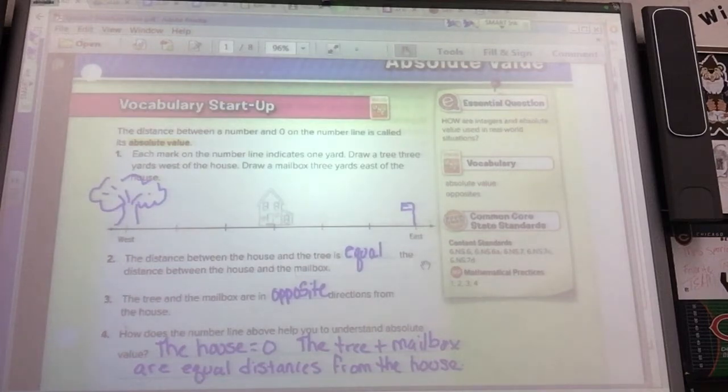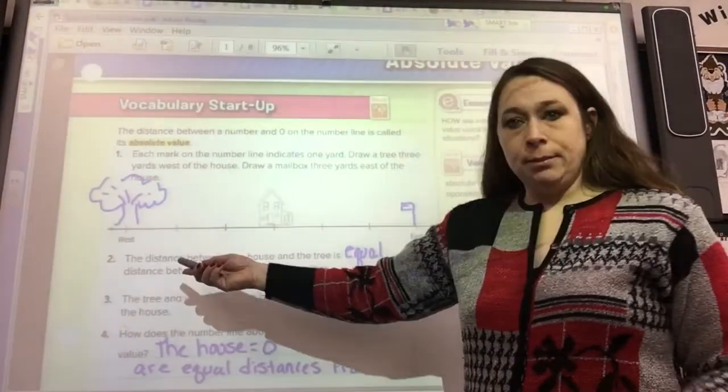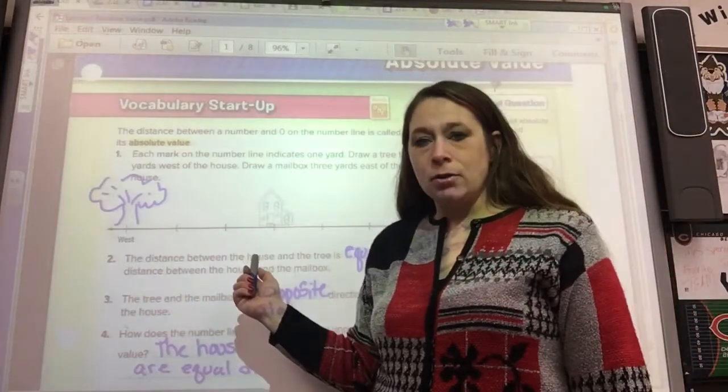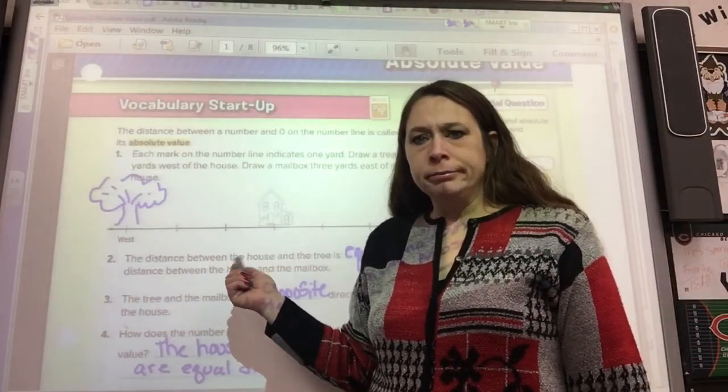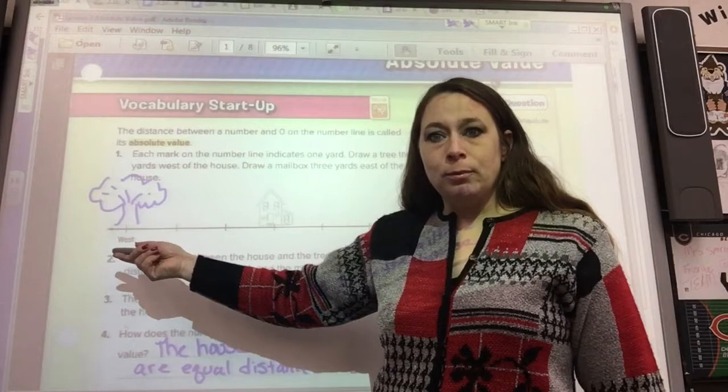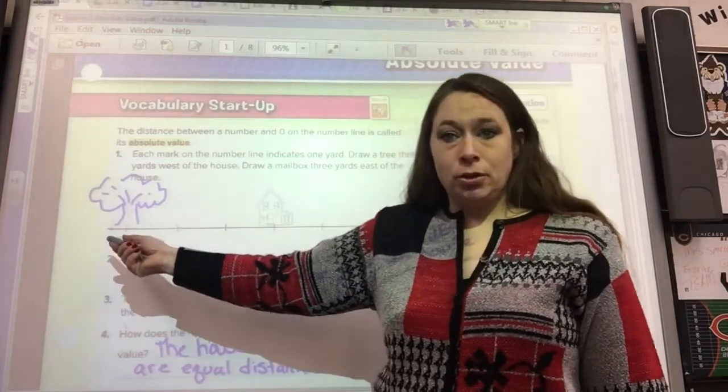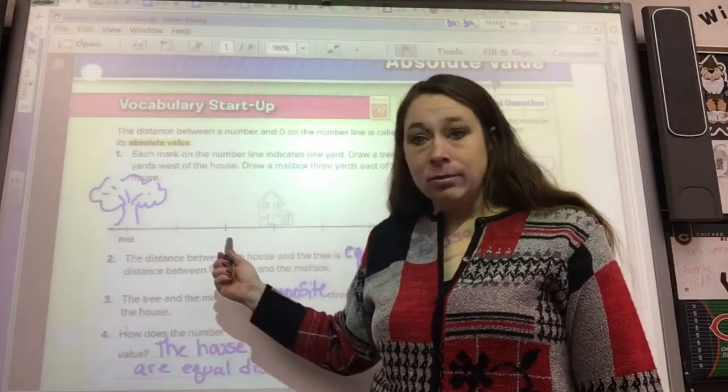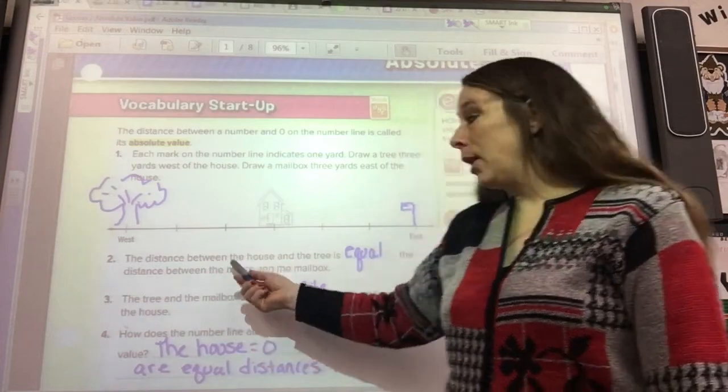Now, the difference between doing the opposite of a number and the absolute value of a number is the absolute value of a number is never a negative number. I repeat, the absolute value is never negative. It's always positive. And let's think about it. If you walked to the tree, when you walk back to the house, are you negatively walking? No. You just walked 3, 6, 9 yards to the tree, and you turn around and walk 9 yards back, right? Same thing if I go to the mailbox.